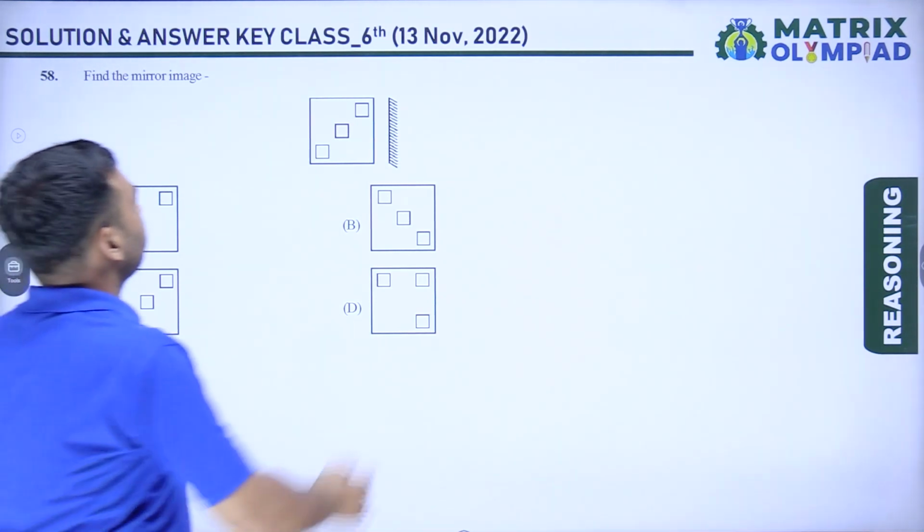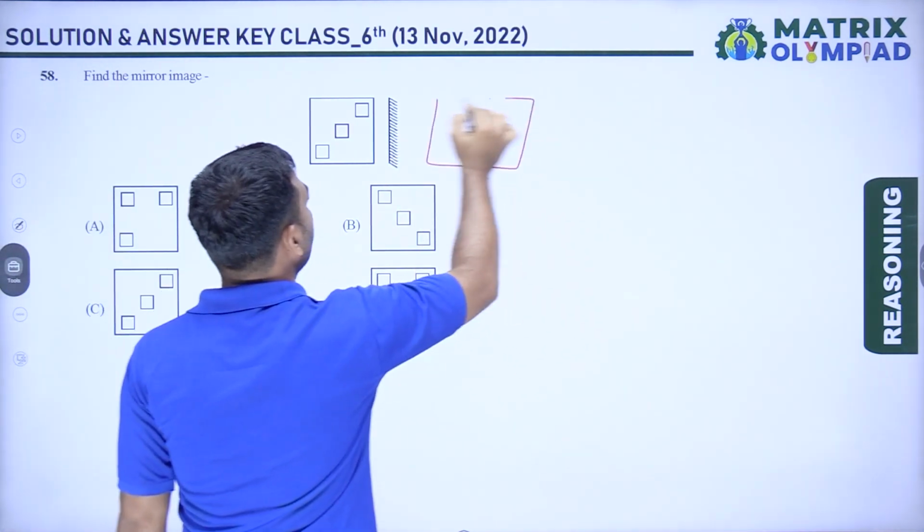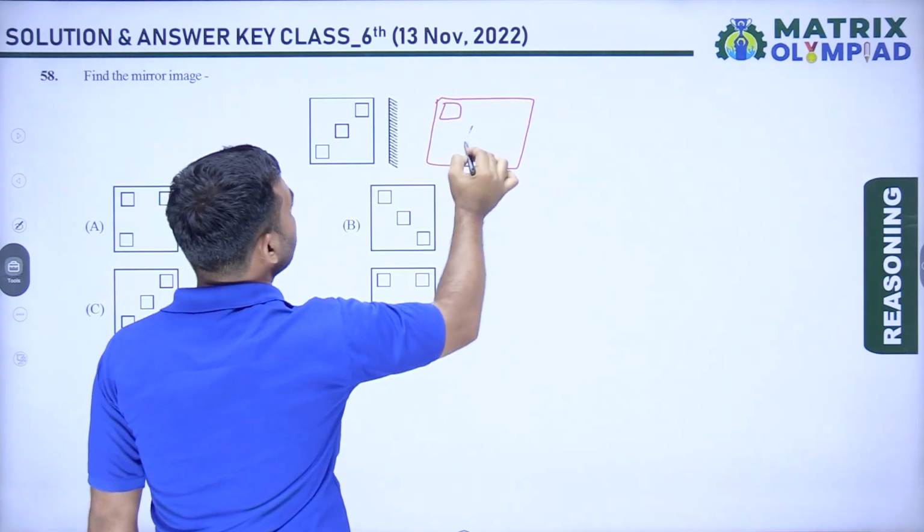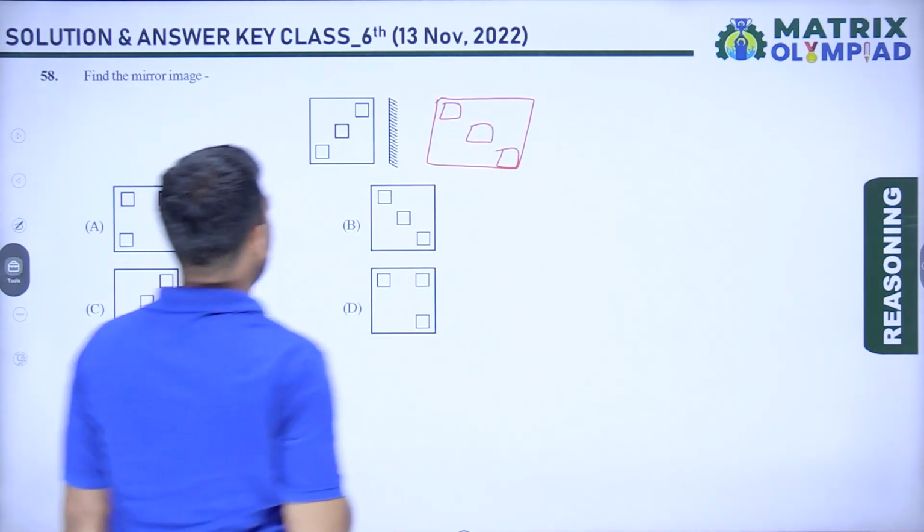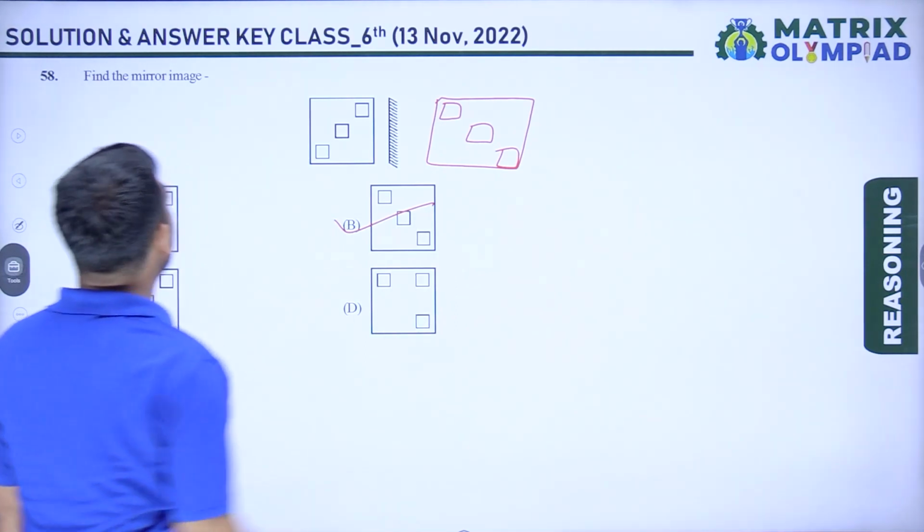Find the mirror image. We see that this is the mirror image. This circle shows here, this is here, and this is this time. Option B is the correct answer.